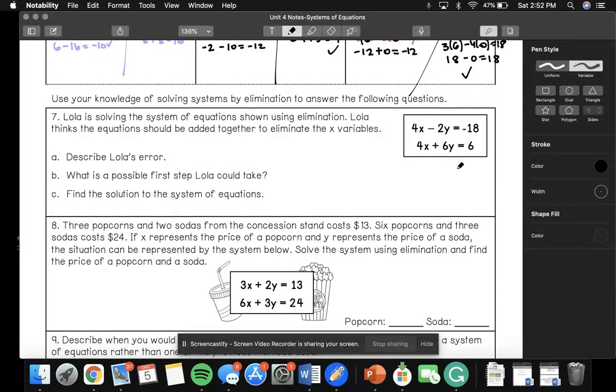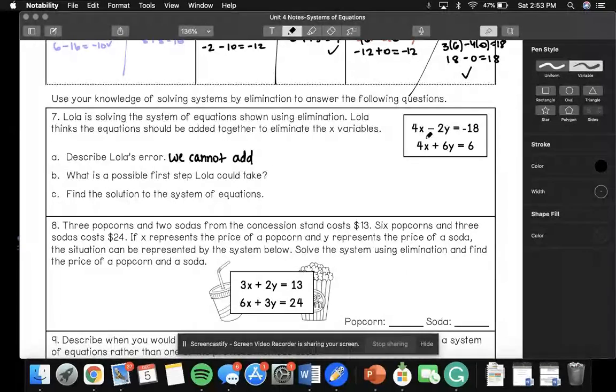Lola thinks the equations should be added together to eliminate the x variables. Okay, well, if we add these together, we would make 8x. Those would not eliminate. So we cannot subtract. We cannot add, because that would make 8x plus 4y equaling negative 12, which did not help us at all because that does not eliminate anything. Okay, so what is a possible first step for Lola to make?